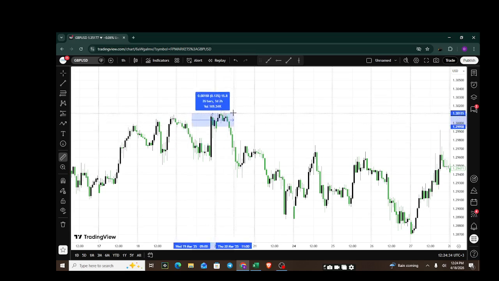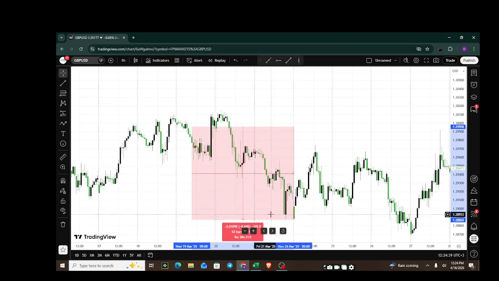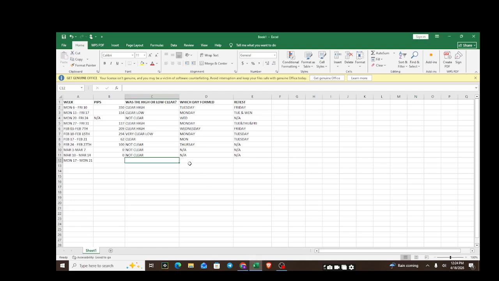So if you would have gotten in at that level and held all the way to Thursday, Friday, you would have had 116 pips. Was it clear? Let us just say it was clear. Which day was it formed? It was formed on Thursday. Was there a retest? Yes, there was a retest, on Tuesday and Thursday.